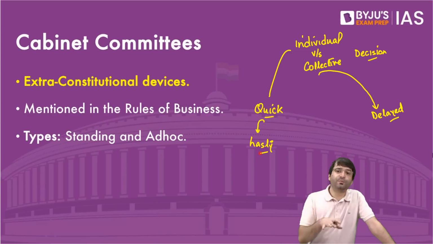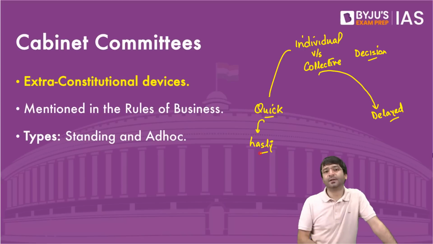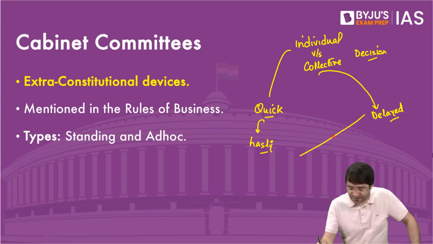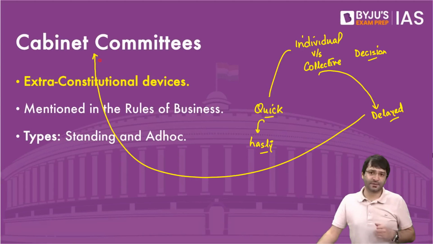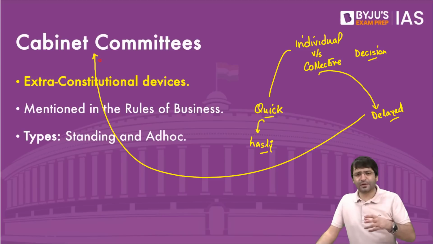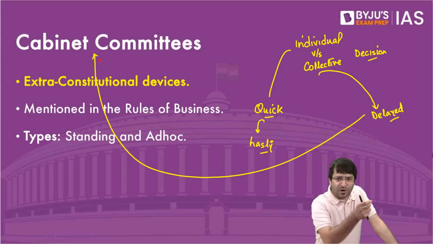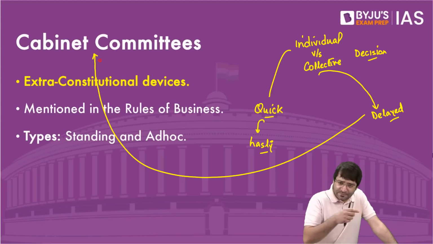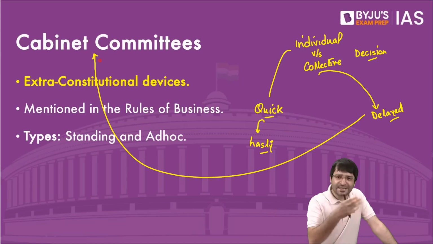So what would you prefer? An individual decision or a collective decision? And from this idea came the idea of cabinet committees. Today, we say we live in a globalized world. Globalized world in the sense, if there is a war between Russia and Ukraine, that has an impact on India as well, because of the increase in the crude oil prices, because of the breaks in the supply side chains.